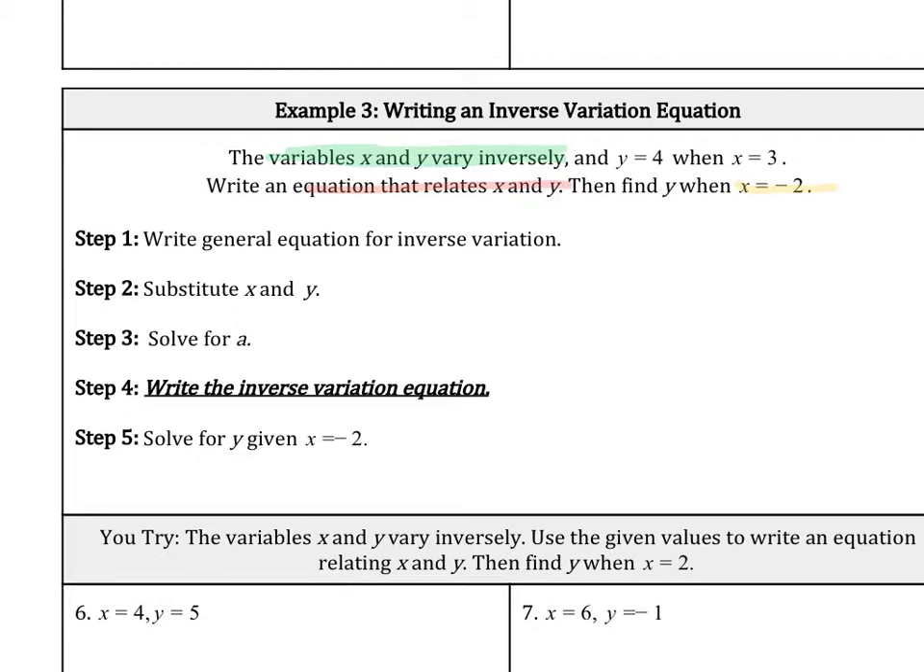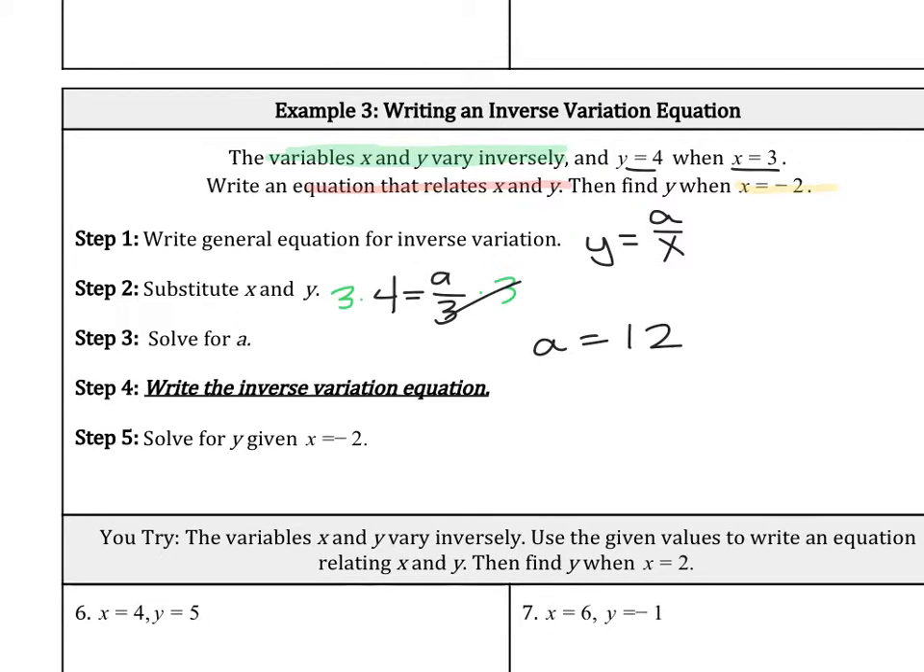So let's write the general equation for inverse variation, which is y equals a over x. So what we're going to do is substitute for x and y. So we know that y is 4, and x is 3. So we write 4 equals a over 3. Then we solve for a. So to solve for a, we multiply by 3 on each side, and therefore a equals 12.